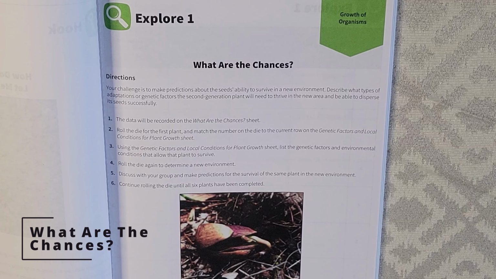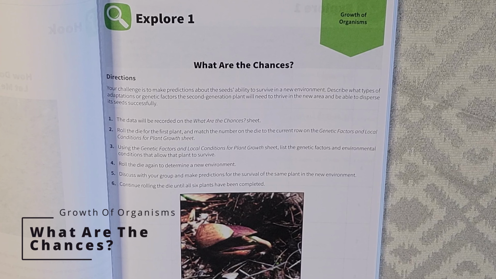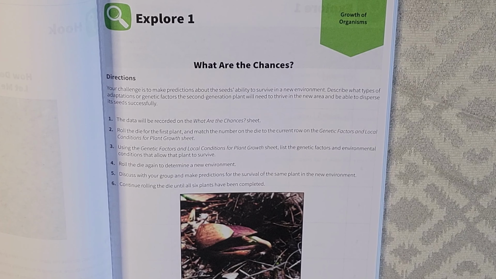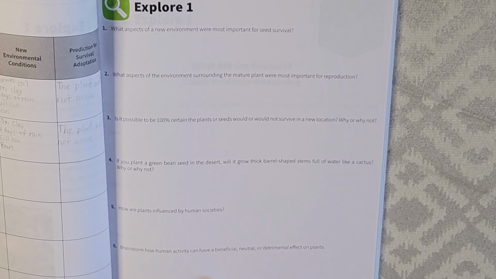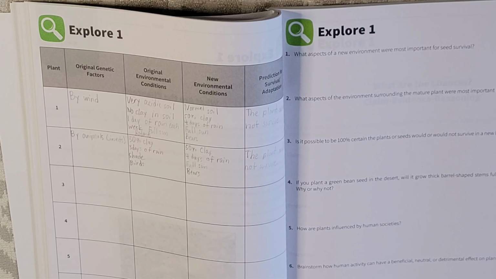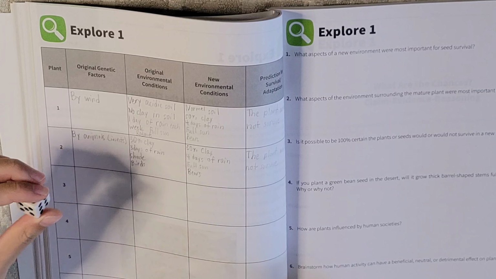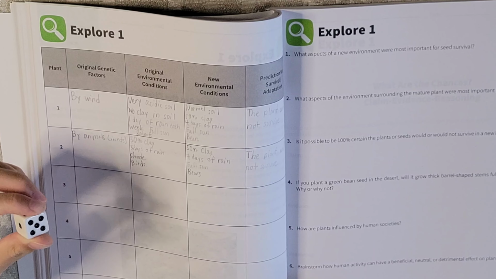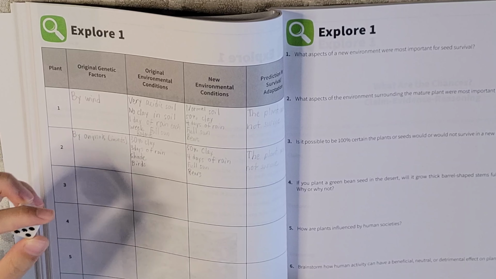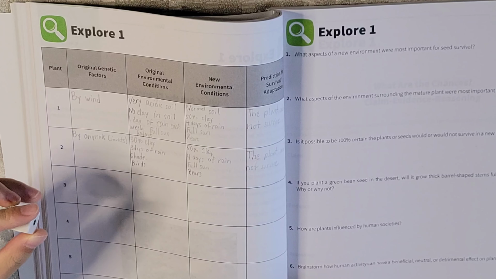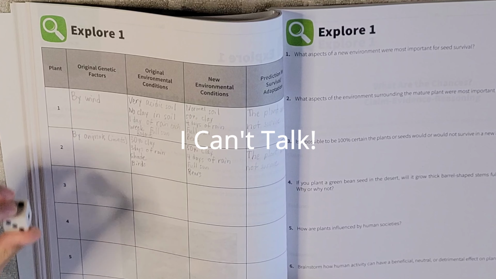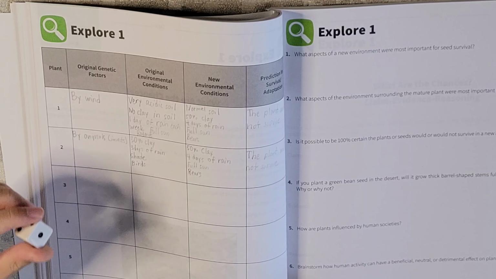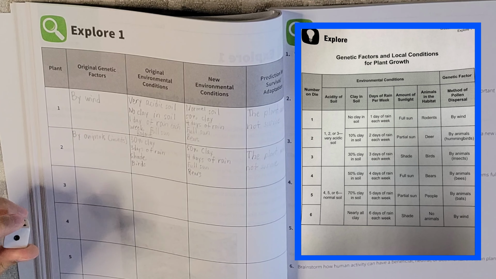This is Growth of Organisms, Explore 1, What are the Chances, on page 53 of the Segment 3 workbook. So we're going to turn the page here to page 54. What we're going to do is roll this die and see what number it lands on, and whatever number it lands on, we're going to check out the environmental conditions and the genetic factors on the genetic factors and local conditions for plant growth page, which is on your screen now.